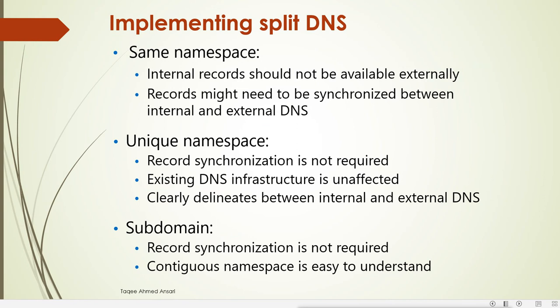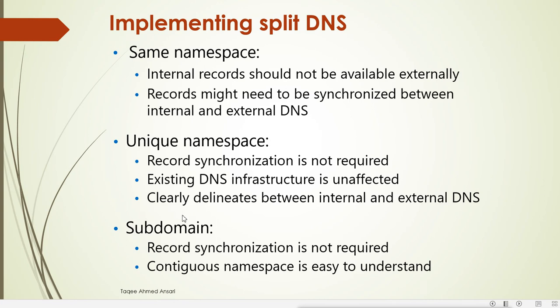So that is what split DNS is. Now, implementing split DNS: first, the same namespace. That means internal records should not be available externally, and records might need to be synchronized between internal and external DNS. This is for the same namespace, if you are using sai.com for both internal and external. Then unique namespace: here record synchronization is not required, the existing DNS infrastructure is unaffected, and it clearly delineates between internal and external DNS. That means we are completely dividing these two.